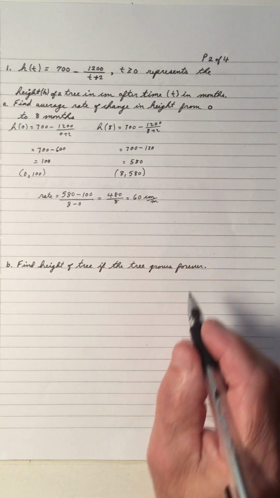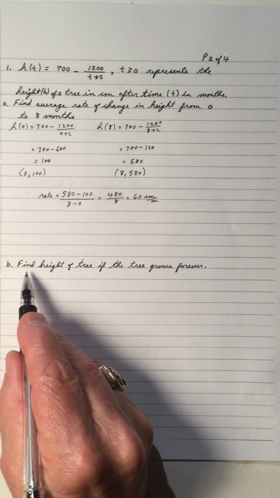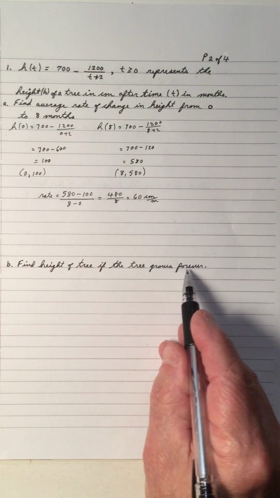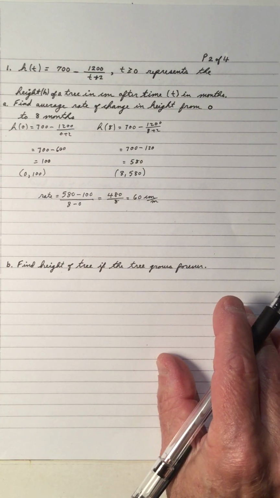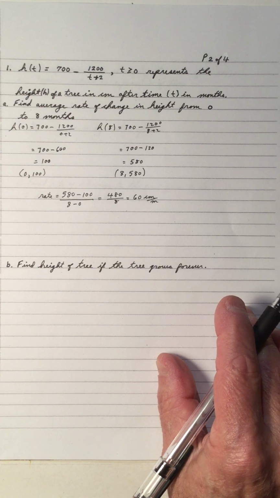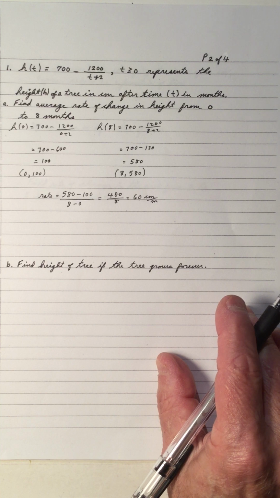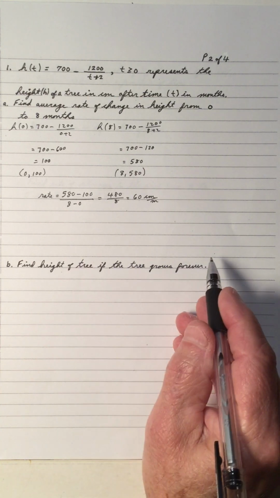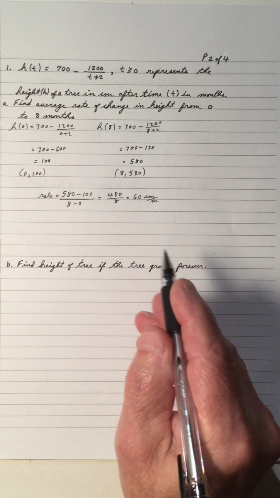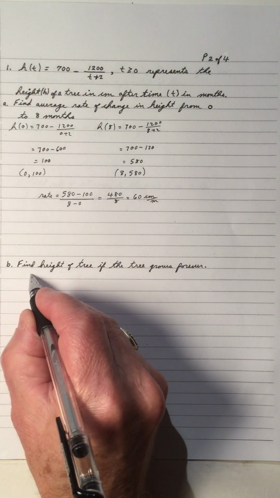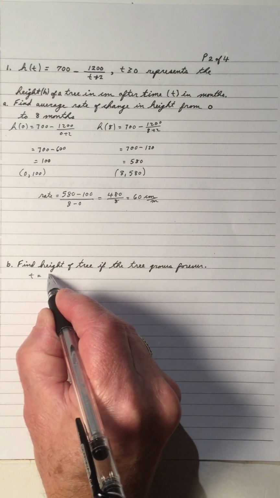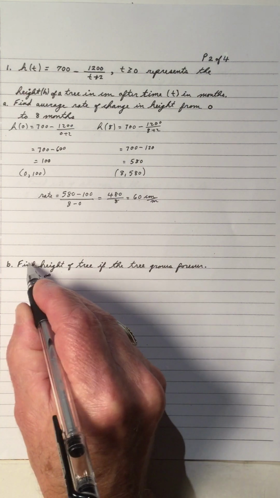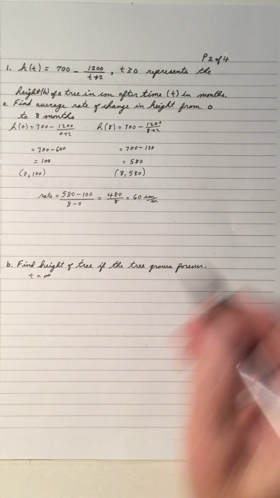Now I added a little extra part to this: find the height of the tree if the tree grows forever. So that's assuming that the tree will grow forever, just theoretically. We know that's probably not going to happen in real life because it will die, or eventually not keep growing. But if it did, what does it mean to grow forever? That means t is equal to infinity. It's going to go to infinity forever.